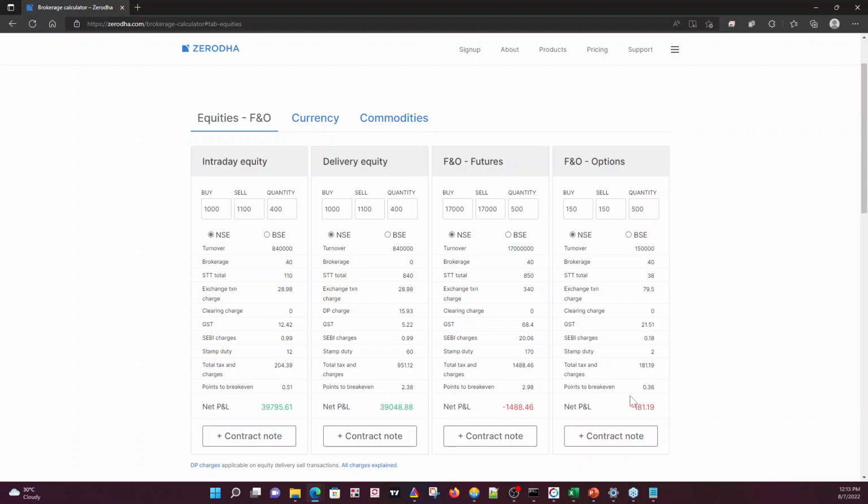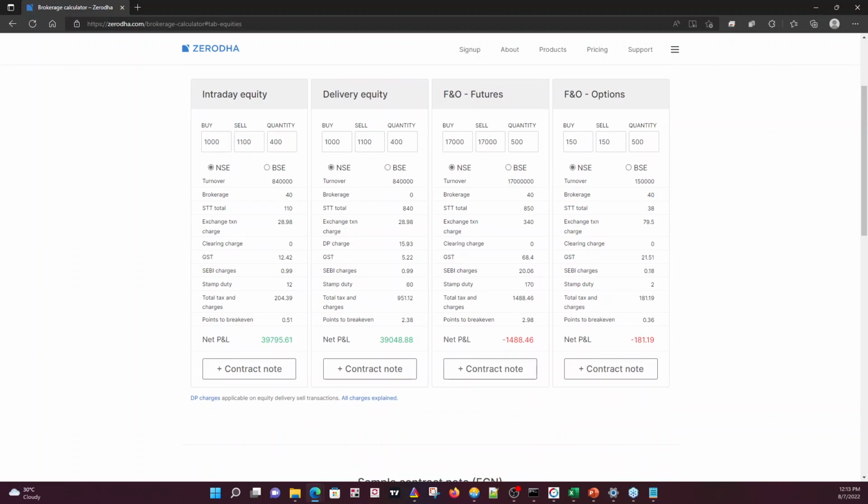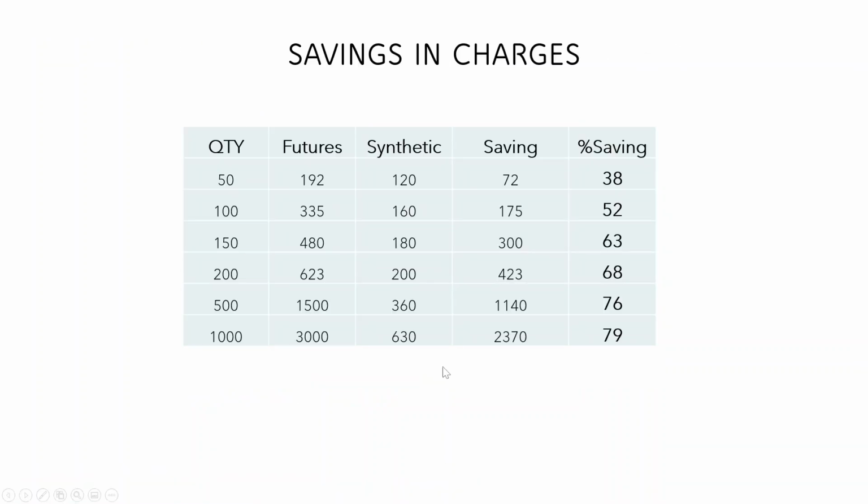So here, for executing 2 legs, it will cost you 360. Here executing 2 futures will cost you 1,500. It's a very clear cut comparison, and that's exactly what is there in the sheet as well. Yeah, here, 1,500, 360. So you can check it yourself also.